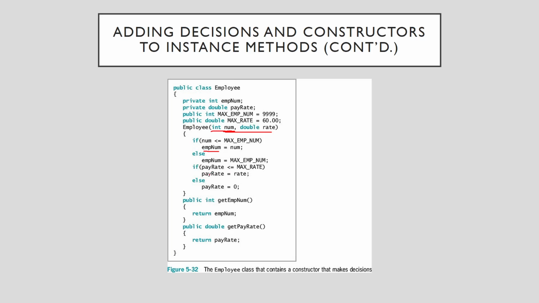And if pay rate is less than or equal to max rate, the pay rate instance variable will be set to the value passed as an argument to this constructor. Otherwise, pay rate is equal to 0. Okay? And that's the end of this discussion. On the next one, we will have the demonstration of using the different decision-making logic structures.